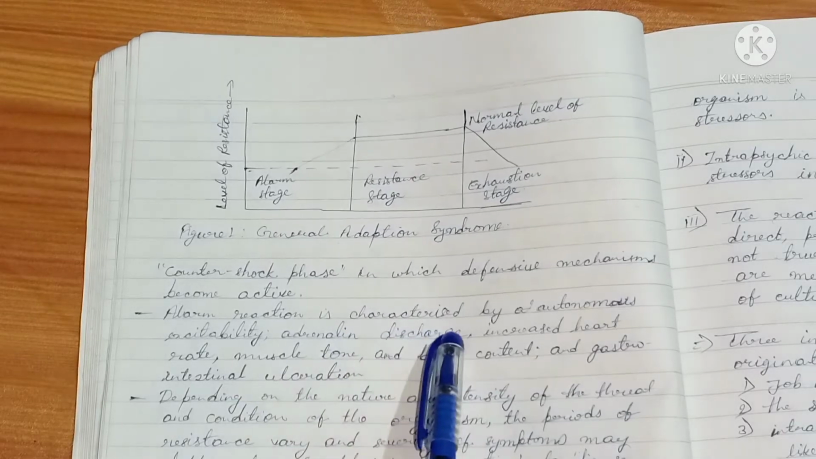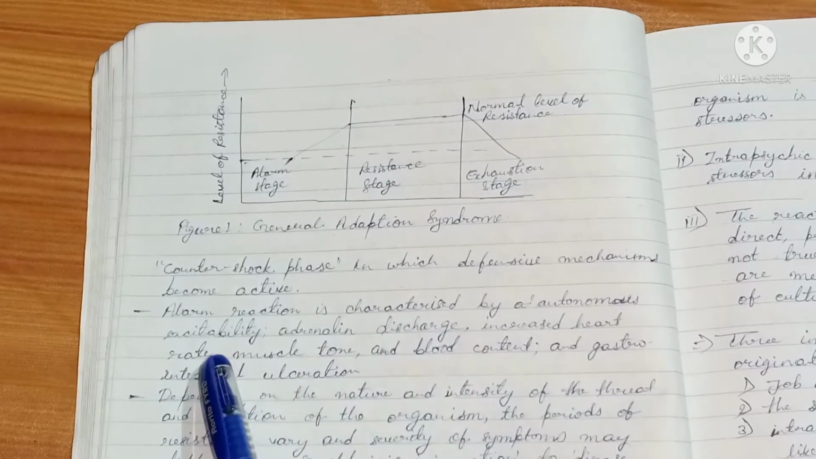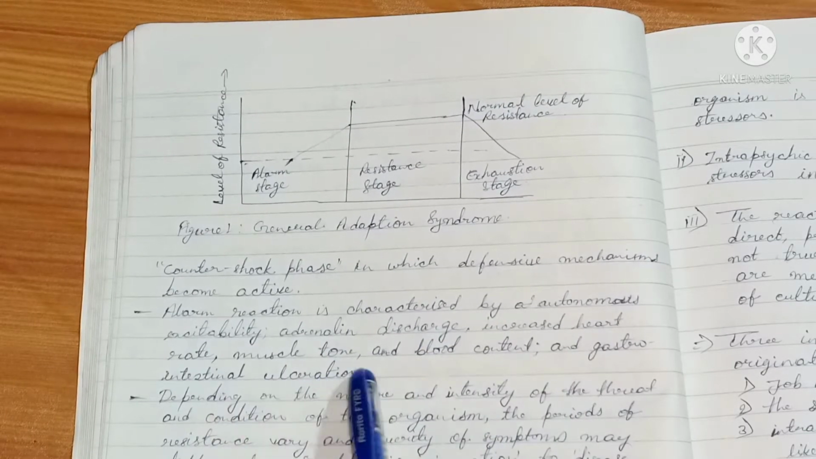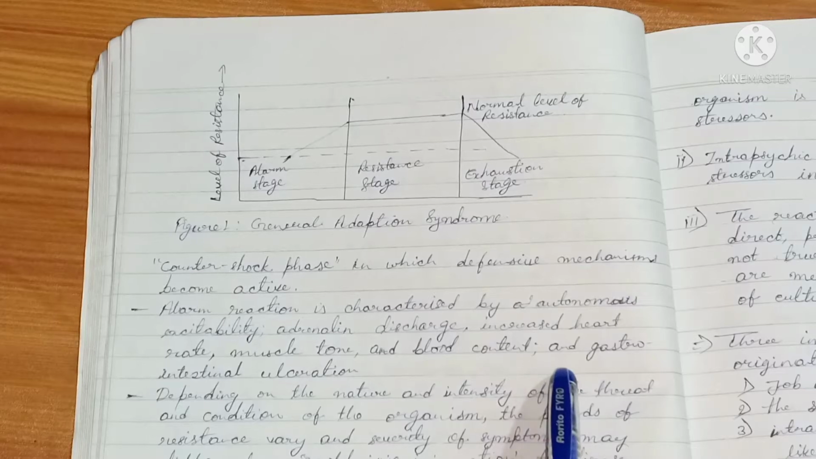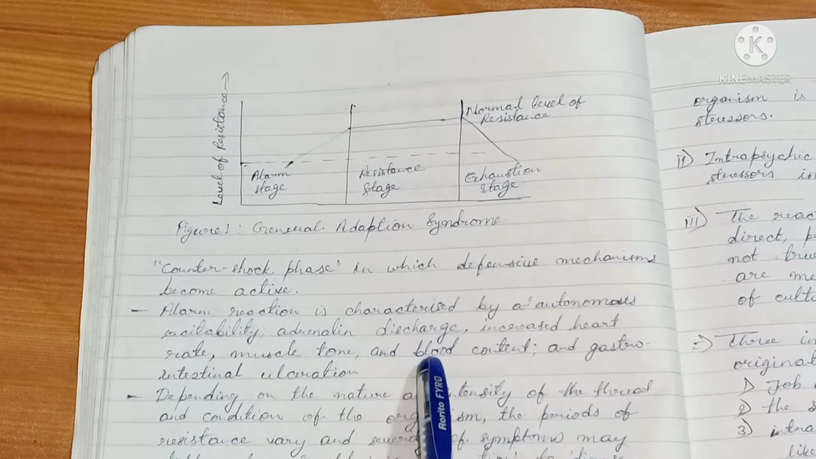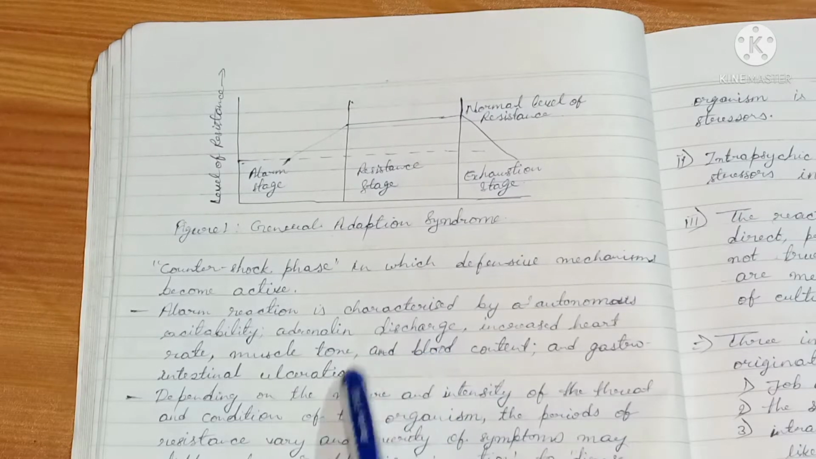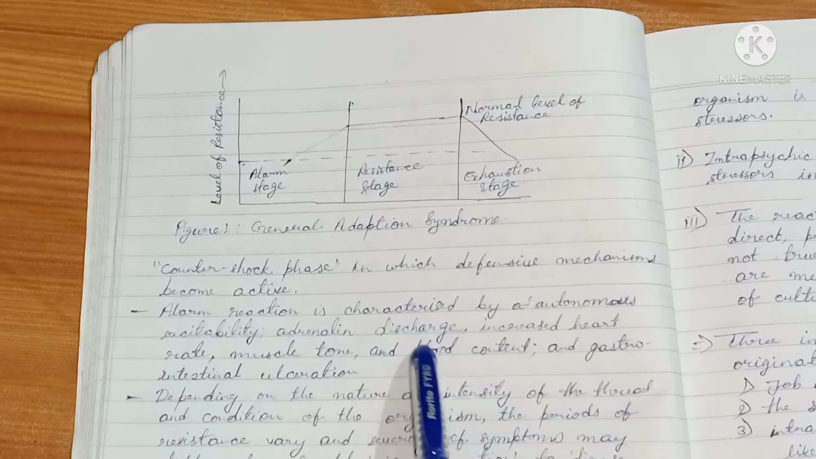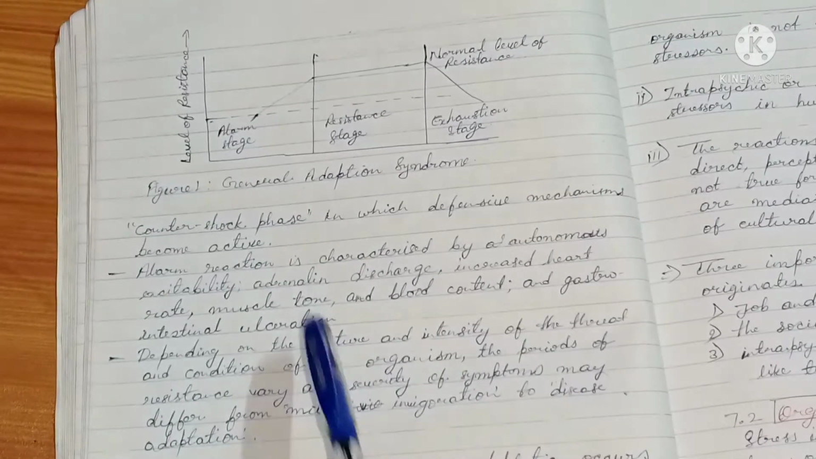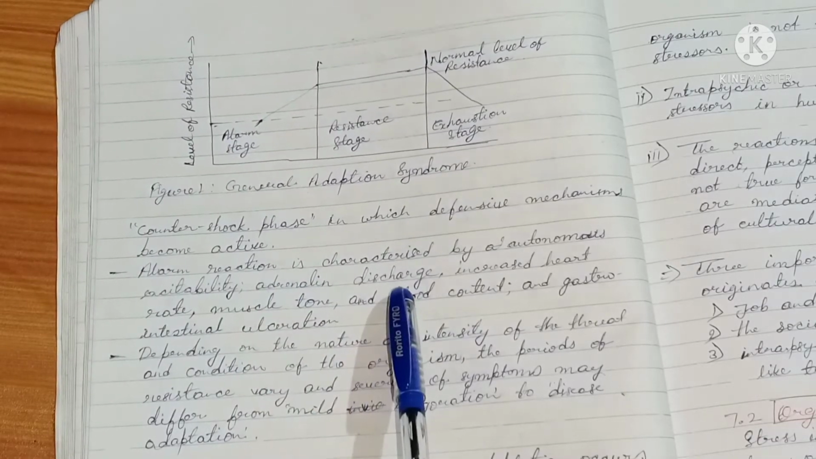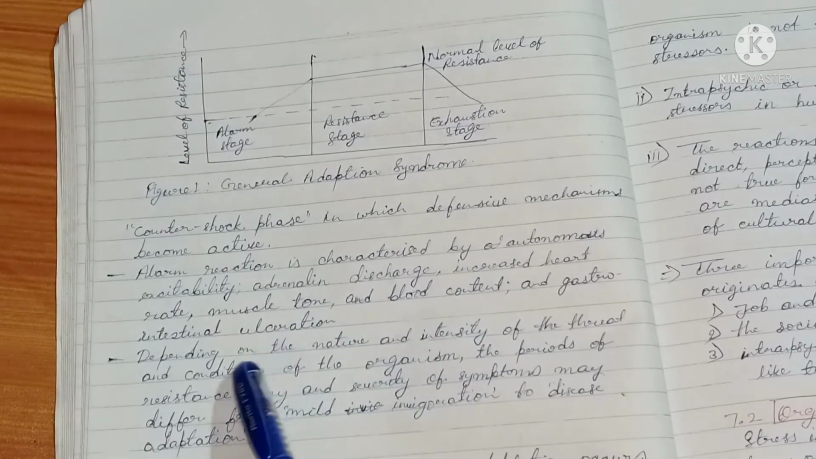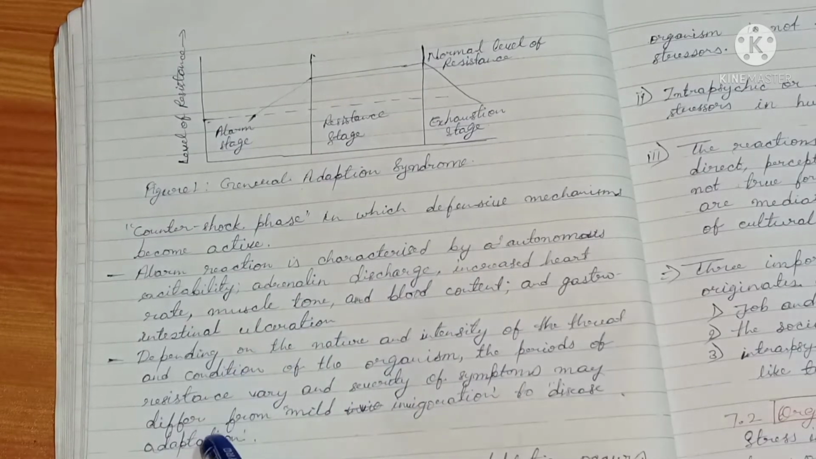The alarm reaction is characterized by autonomous excitability, adrenaline discharge, increased heart rate, muscle tone, and blood content, and gastrointestinal ulceration. These are the reactions, or you can say bodily changes, in the alarm stage. Adrenaline discharge, autonomous excitability, increased heart rate: these are symptoms of the alarm stage.